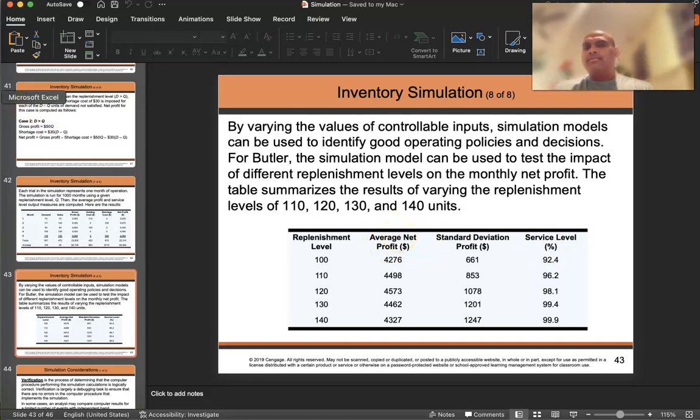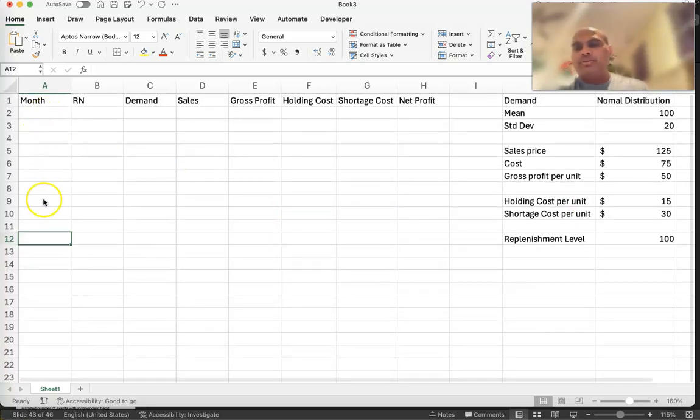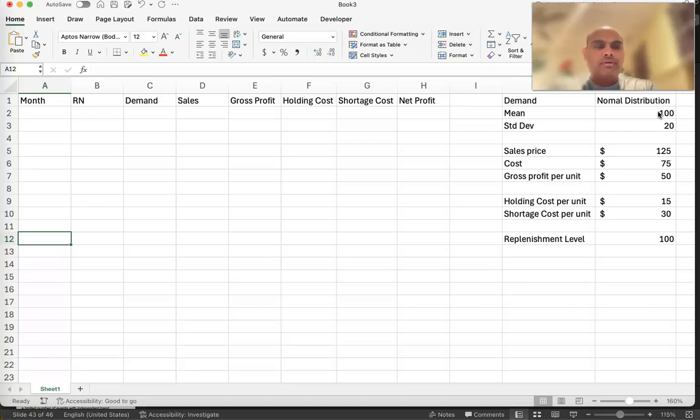To do that, I set up this Excel file with all the data that we have so far. We need to keep track of which month. We want to simulate this for 1000 months, so we will do a 1000-month simulation. Demand is the only point of uncertainty here. Everything else is known. We know the mean and standard deviation for demand, but it's a point of uncertainty, so we assume it's a random variable associated with a probability distribution, in this case normal.